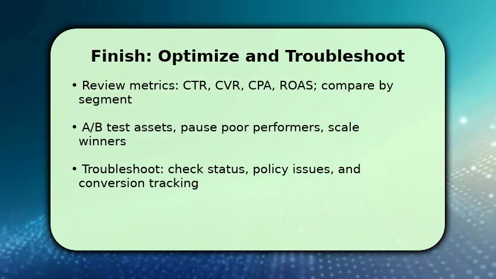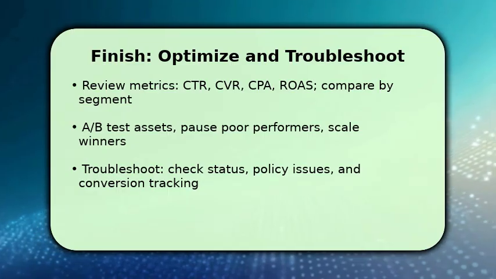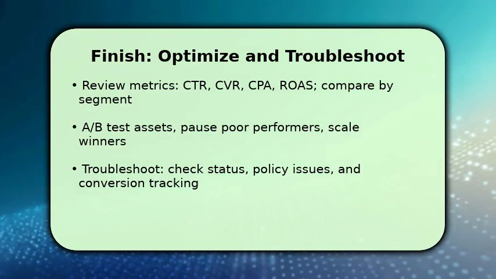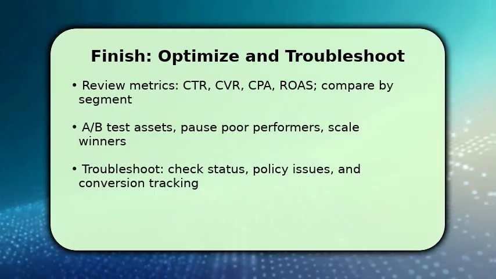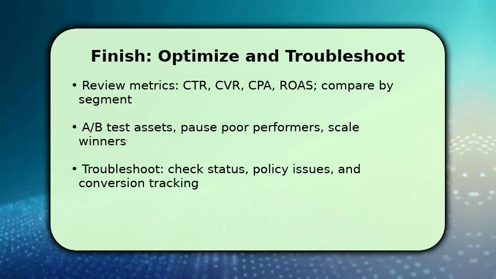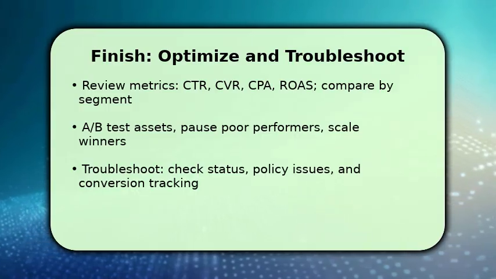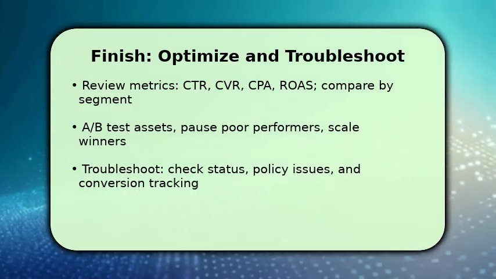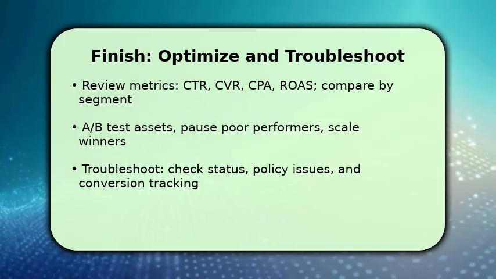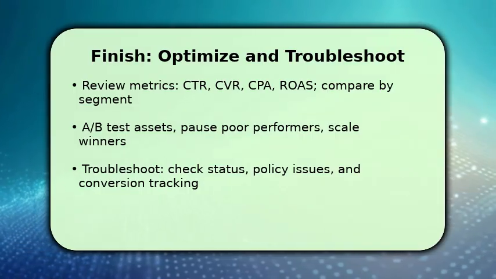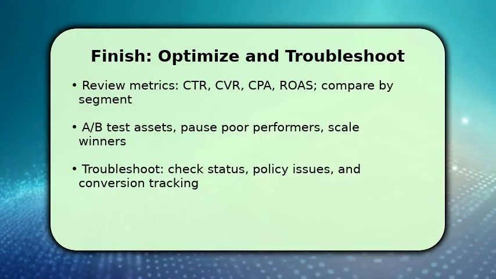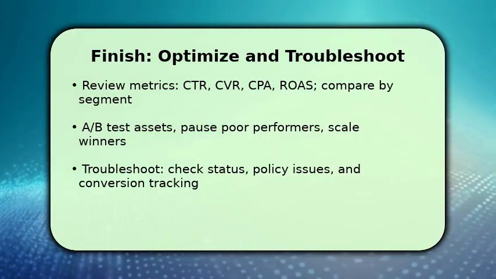You finalize by analyzing key metrics: CTR, conversion rate, CPA, and ROAS, then segment by device, location, and audience to spot patterns. Once you identify winners, run A/B tests on headlines and landing pages, pause underperformers, and reallocate budget to scale what works. Make sure to schedule regular check-ins and automate rules for routine actions.